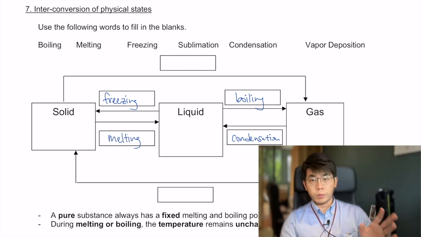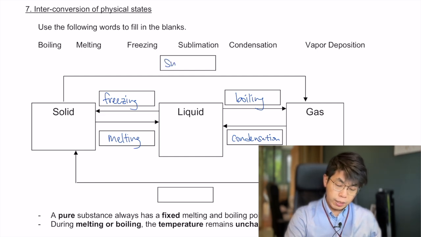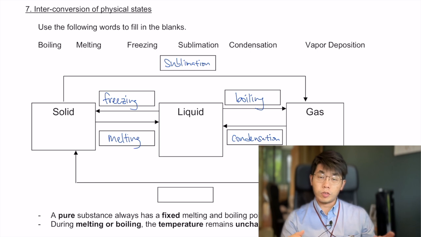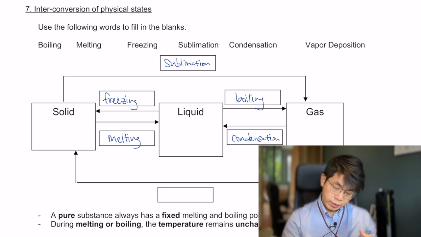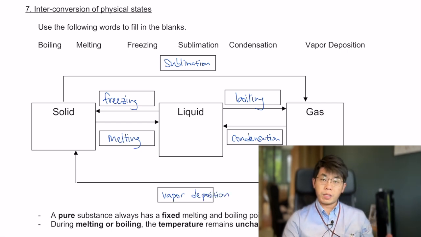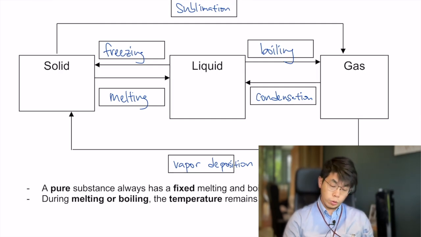Now when we go from solid to gas, for example dry ice, which is solid carbon dioxide, it would undergo sublimation to form gaseous carbon dioxide. So sublimation of dry ice, that's one example. And from the gaseous state, you can go back directly to solid state, and that would be called vapor deposition. Both sublimation and vapor deposition are not very important, but I think it's good for you to know.